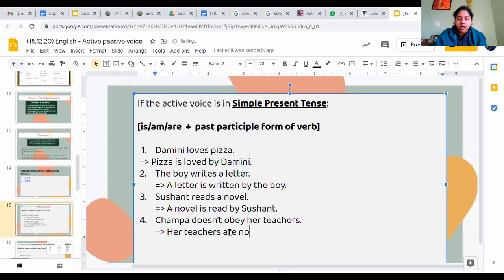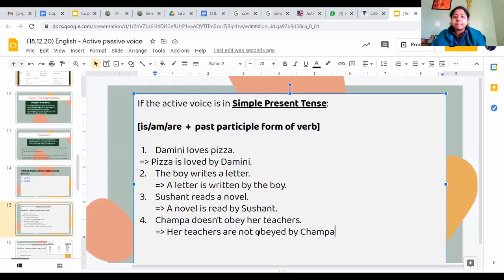Thank you so much, Shreya. Are not. So right after the auxiliary verb, I'm using the negative. Not आ गया इधर. And because teachers plural है, so are लग गया. So are not. And then obey का third form is obeyed by Champa. Last part तो easy है. By Champa. Yeah, others are also sending the same answers. Teachers are not obeyed by Champa.